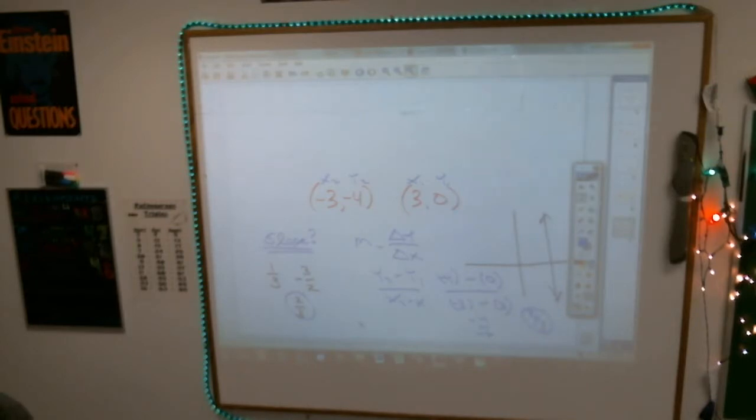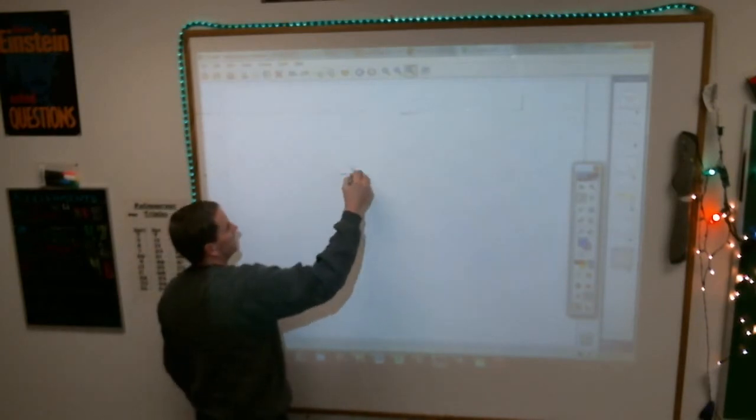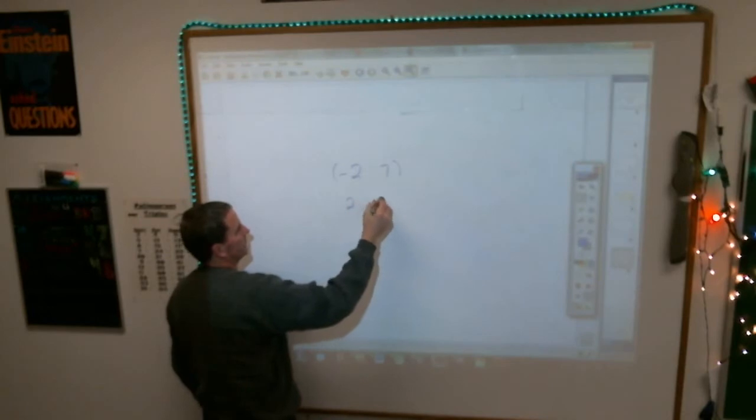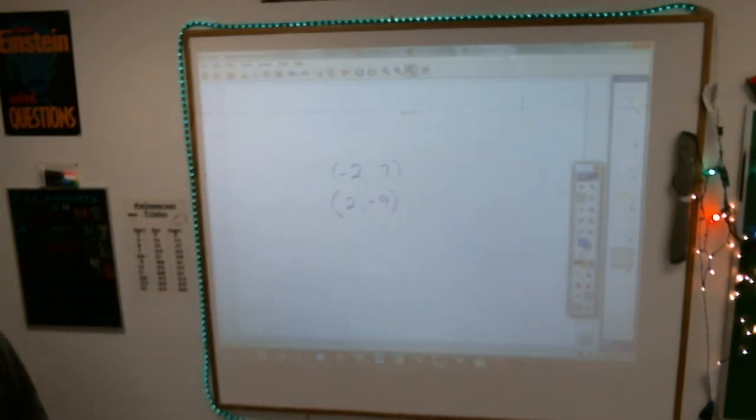Alright, one more. Let's do -2, 7, 2, -9. Can you tell me what the slope is?